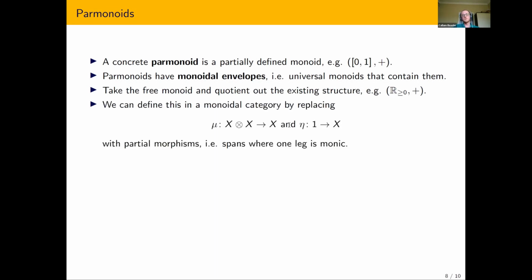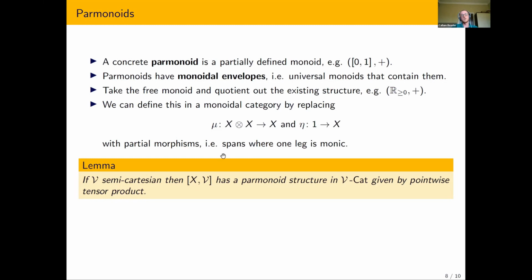And of course, you can define this in any monoidal category, in the same way that you can define a monoid in a monoidal category, you can define a par monoid in a monoidal category. So it's the same idea, but instead of having morphisms here, you have partial morphisms. So it's just spans where one leg is monic, and then composition is given by pullback.